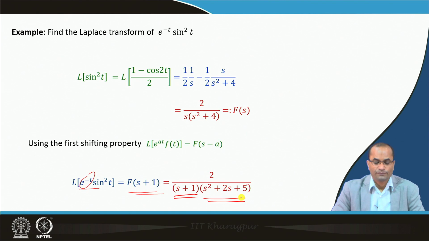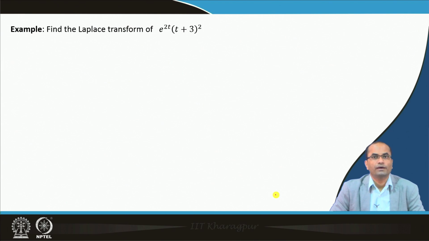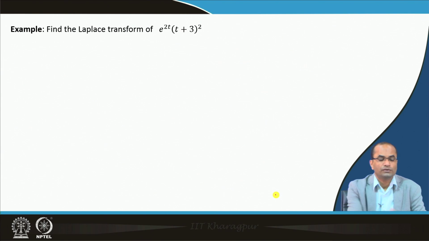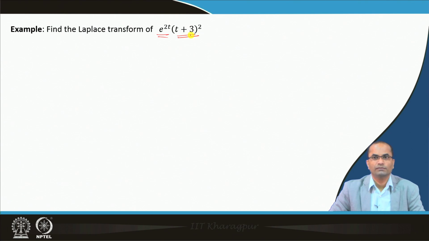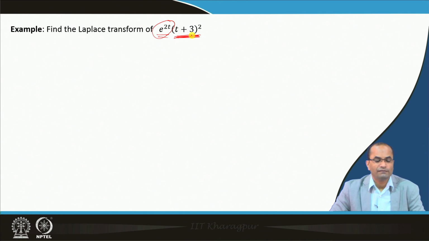So, here now we have 2 over s plus 1 whole square plus 4, that is s square plus 2 s plus 5. Now the next problem where we want to find the Laplace transform of e power 2 t into t plus 3 whole square. Again, a similar situation, we have the multiplication with an exponential function. So, if we find the Laplace transform of t plus 3 whole square, then we can get the Laplace transform of e power 2 t into t plus 3 whole square.